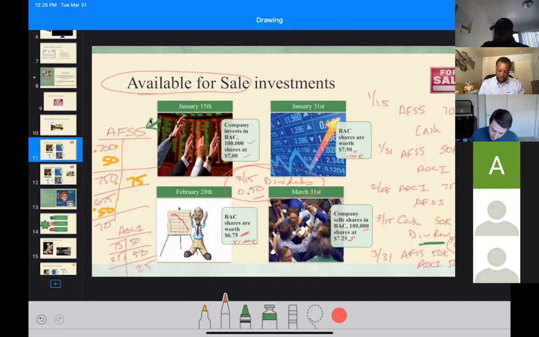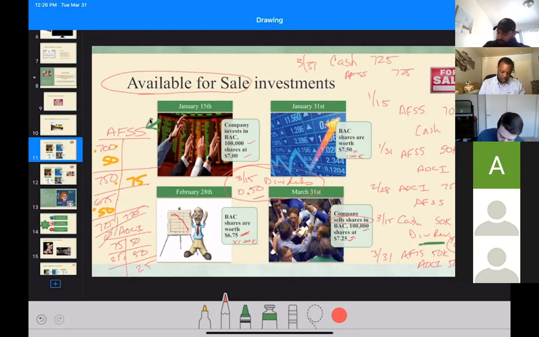Then we sold everything, right? And we sold it at 725. So when we sell it at 725, this is also on 3/31. We're going to debit our cash for what we received, 725,000. We're going to credit AFS because we sold everything for 725. So now that's at 0.